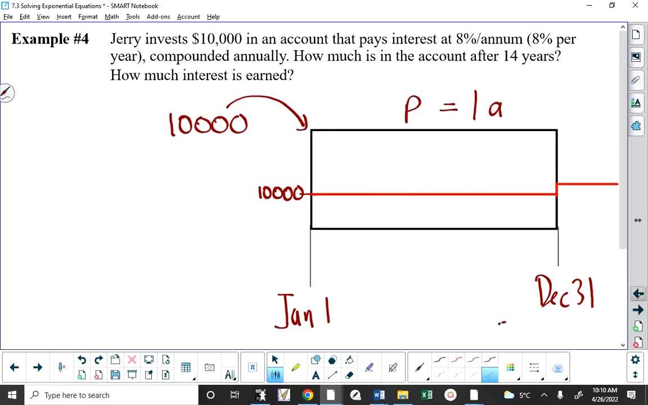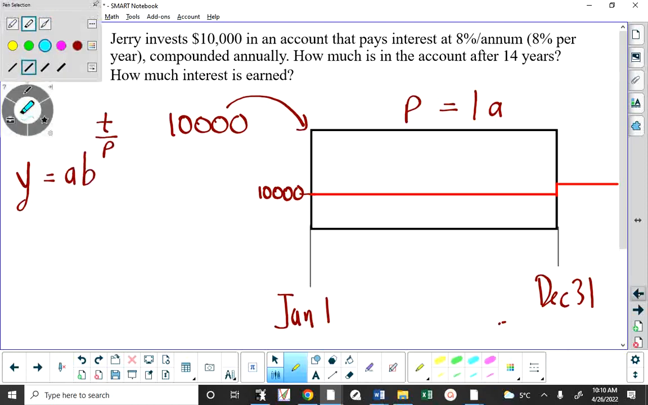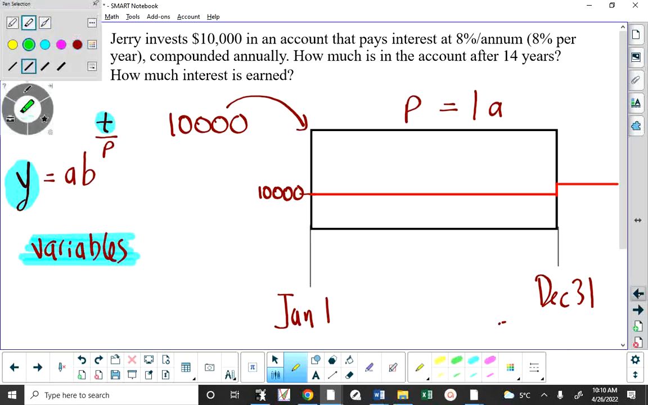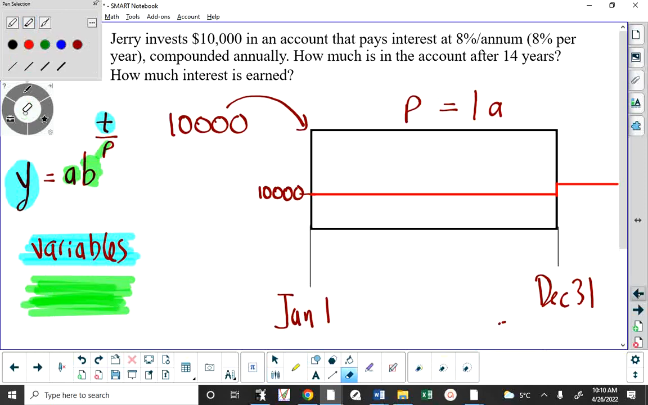Okay, so let's go back to Jerry. We are going to use this formula. We want to determine how much interest is earned and how much is in the account after 14 years. So here's the formula we use. I want to impress on you, everybody, that these two things are variables, whereas A, B, and P are parameters.